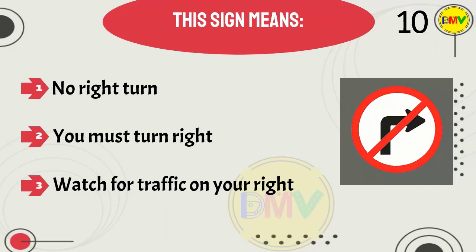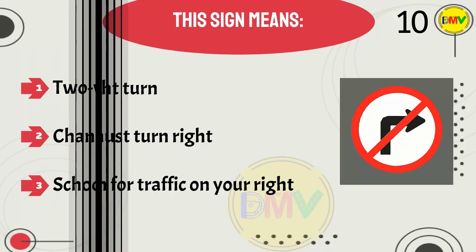The question 10. This sign means 1. No right turn. 2. You must turn right. 3. Watch for traffic on your right. The correct answer is 1. This sign prohibits right turns. You cannot make a right turn at an intersection where this sign is posted.